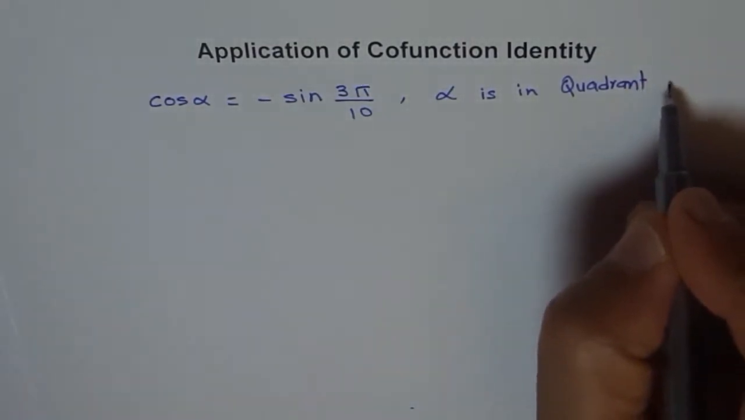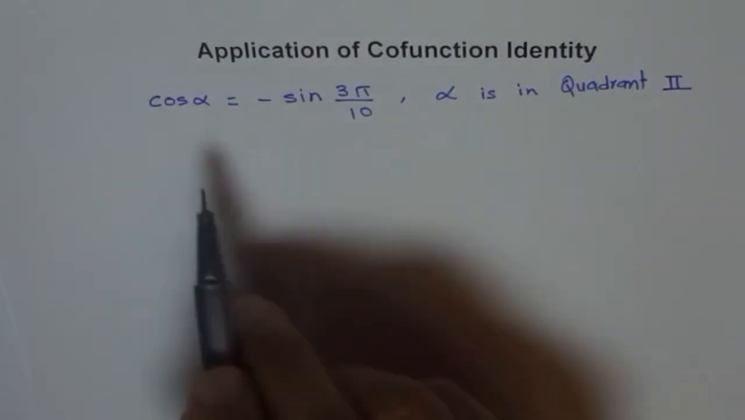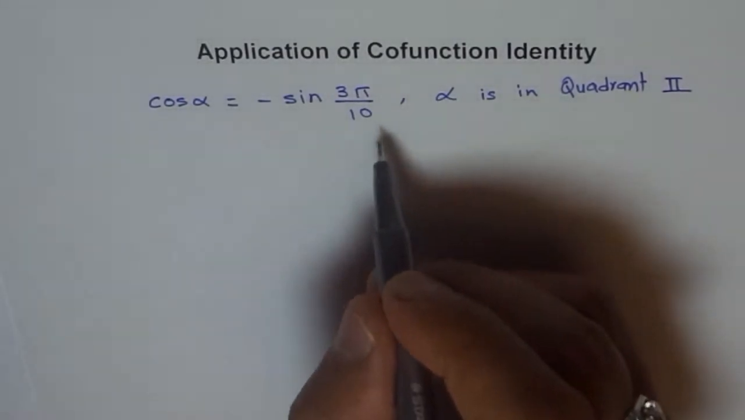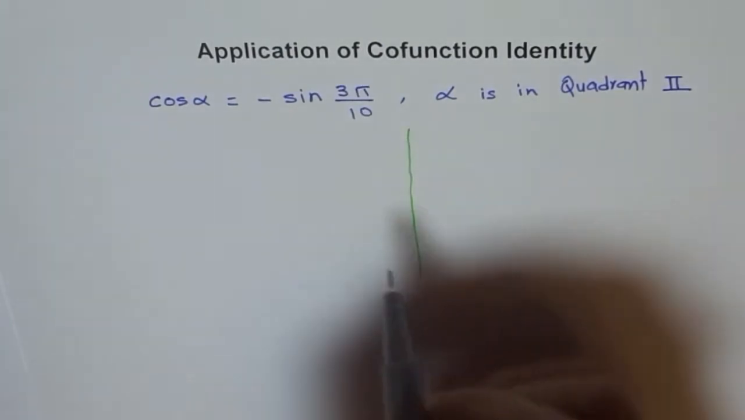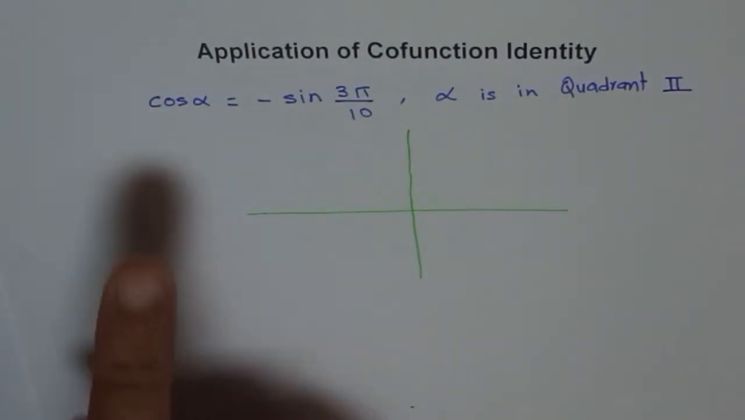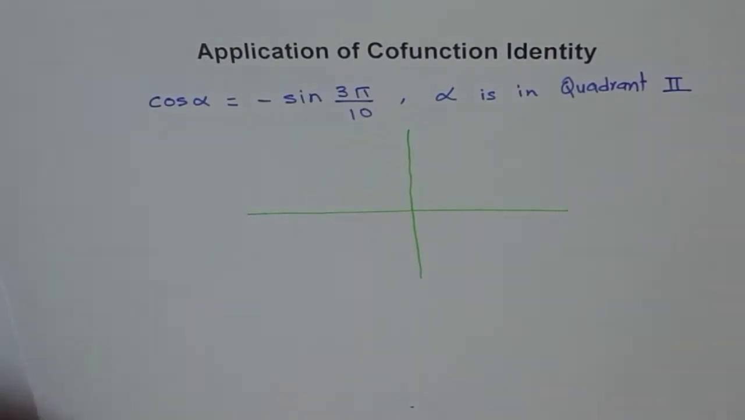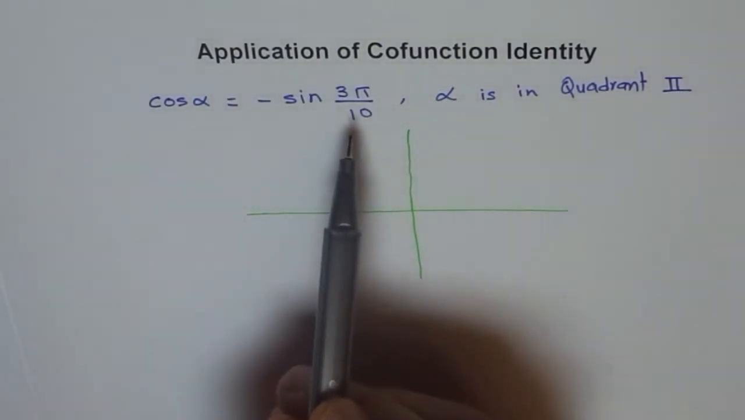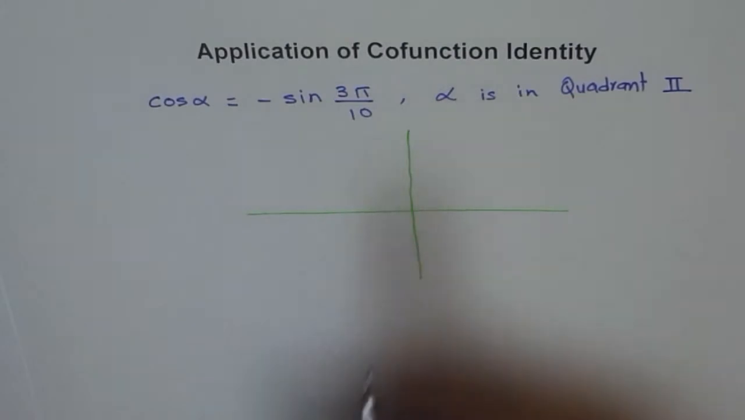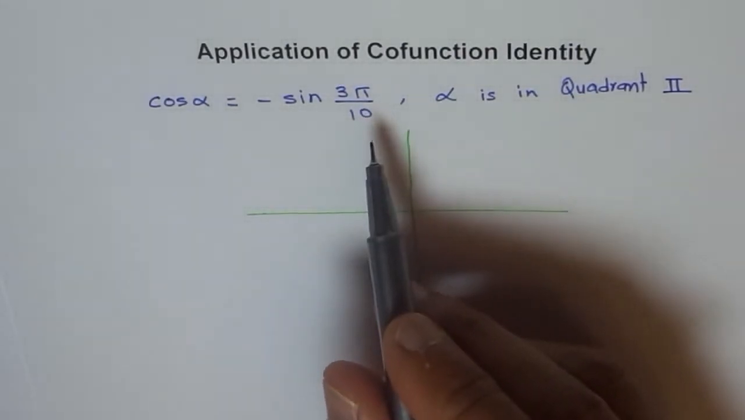Let's assume that it is in quadrant 2, right? Now you have to find what should be alpha. Since we are trying to convert cos into sine, it is a cofunction identity, right? So it is 90 plus or minus this angle, which gives you the answer. To get cos alpha equal to this, we should write pi by 2 minus this should be equal to that, correct? Now because it is in quadrant 2, it should be pi by 2 plus that, right?